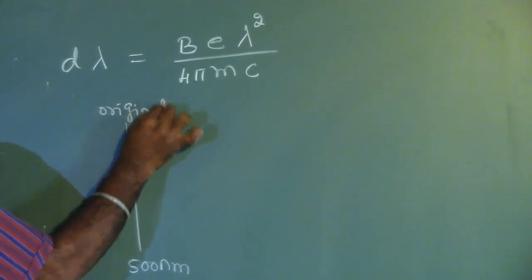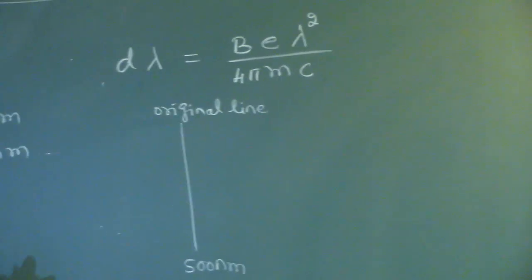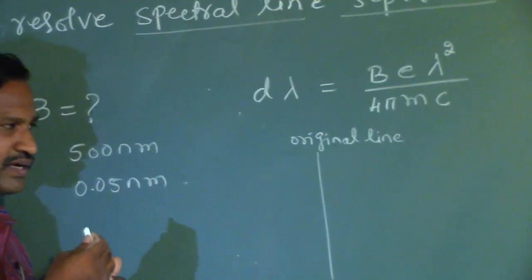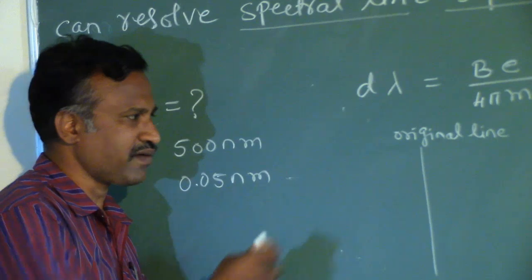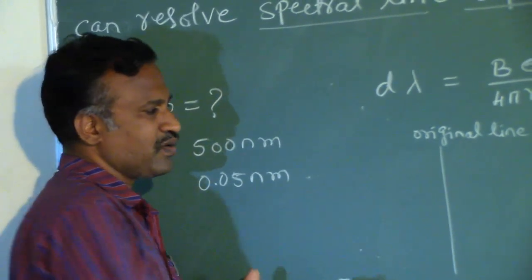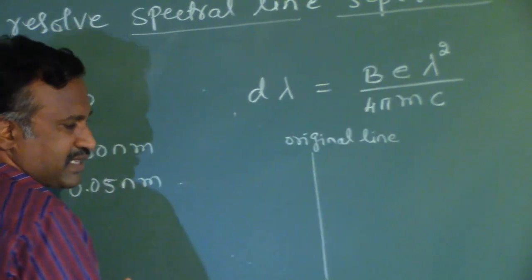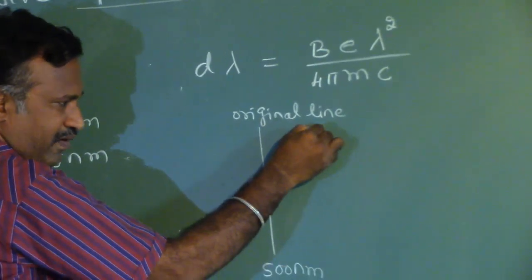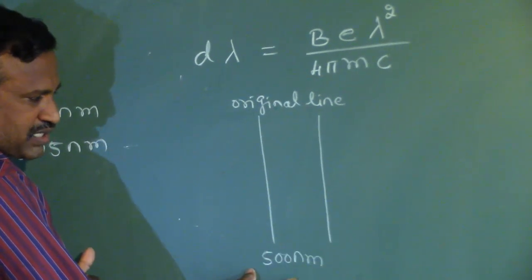nanometer is the wavelength of the original line. What do you mean by the original line in the Zeeman shift? That is before the application of the magnetic field. So whatever spectral line you are getting, that will be known as the original spectral line, right? We have understood this in the theory classes. Now when this is subjected to a certain magnetic field strength, we have additional spectral lines along with this original line.